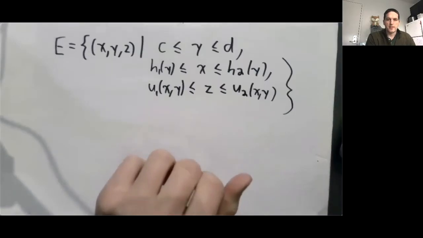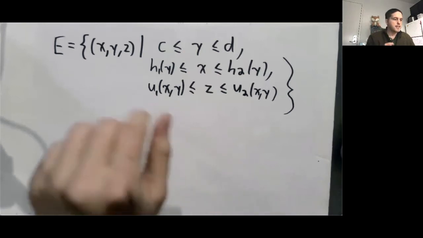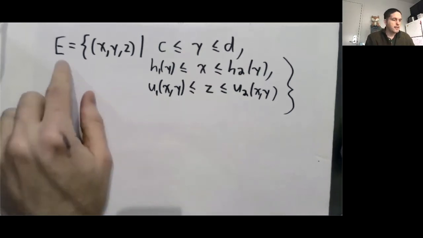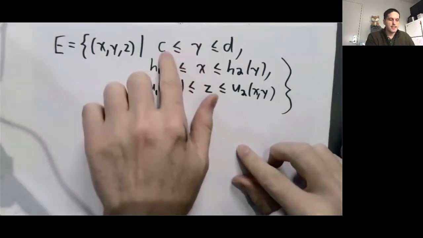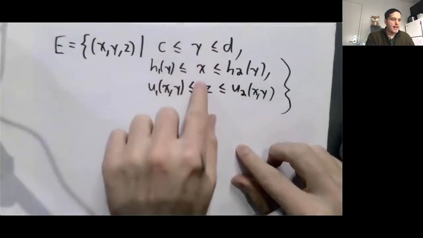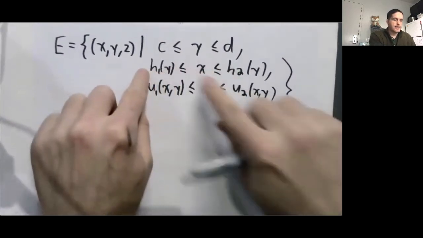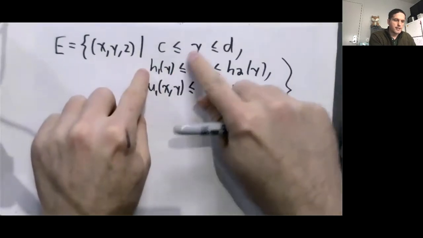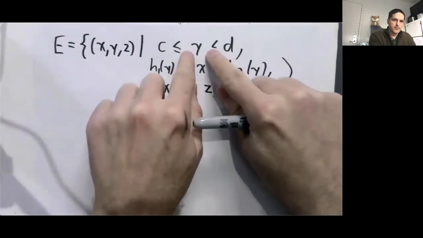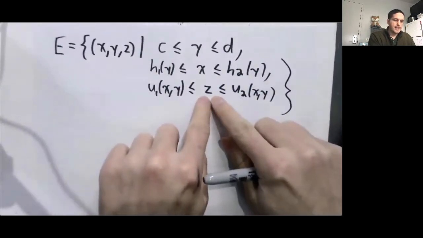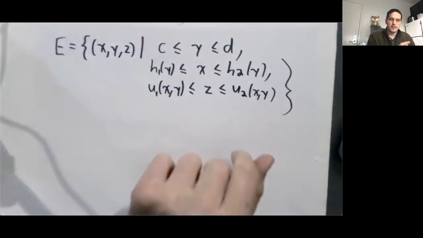Here's another example of this slightly different way of thinking about setting up your triple integral. Suppose the solid region we're integrating over, the solid region E, can be written like this. Here, y is in between c and d, which are constants. x is in between h1 of y and h2 of y. This expression here depends only on the previous variable. This expression here depends only on the previous variable. And then finally, z is in between u1 of x, y and u2 of x, y. So you see the pattern.